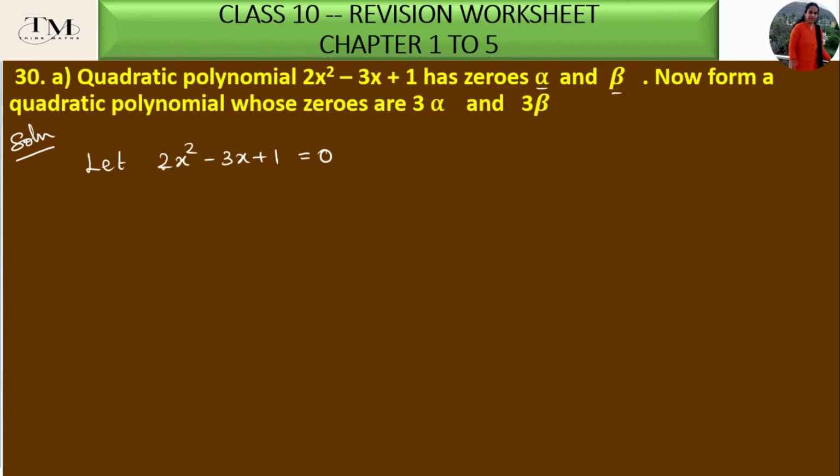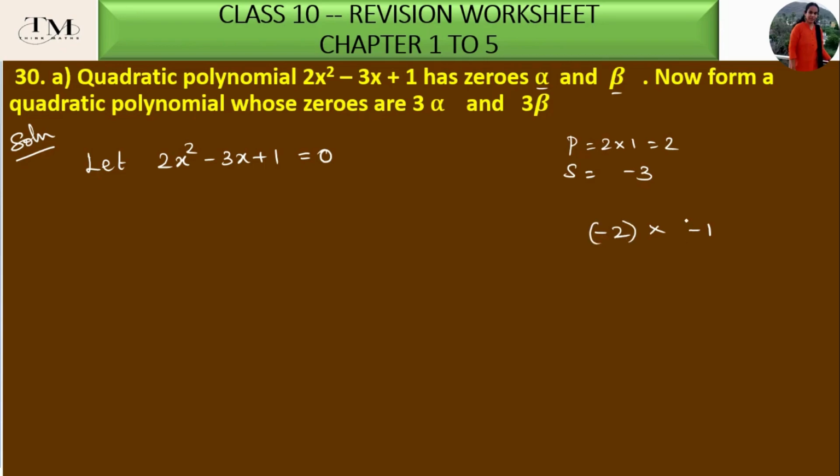So what is the product? Product is 2 into 1, which is 2, and the summation, the addition, is minus 3. So we have to find two numbers whose product is 2 and addition is minus 3. It is so simple. We can take minus 2 and minus 1.